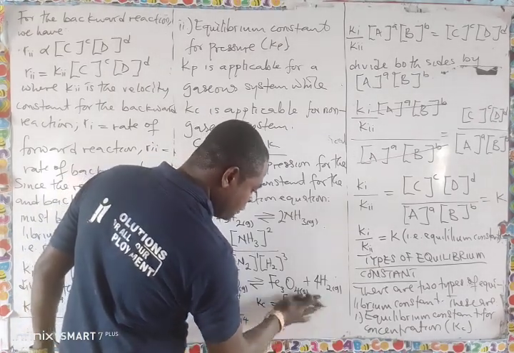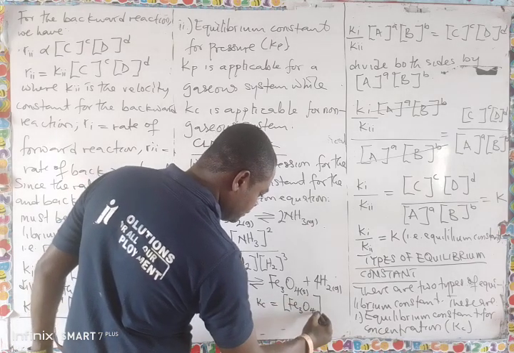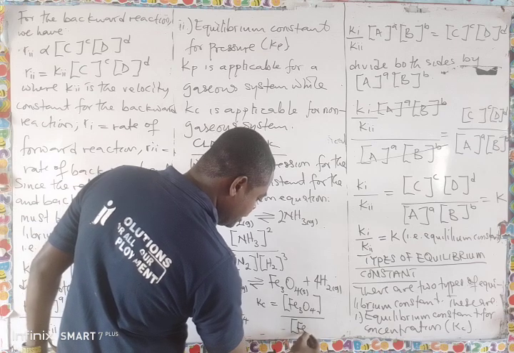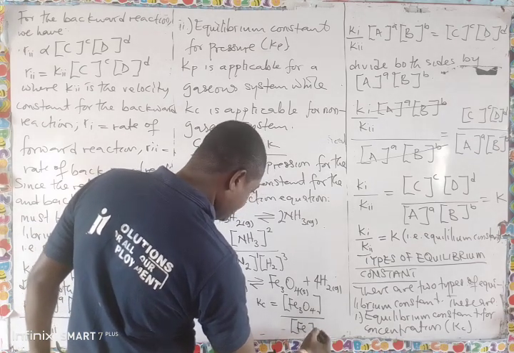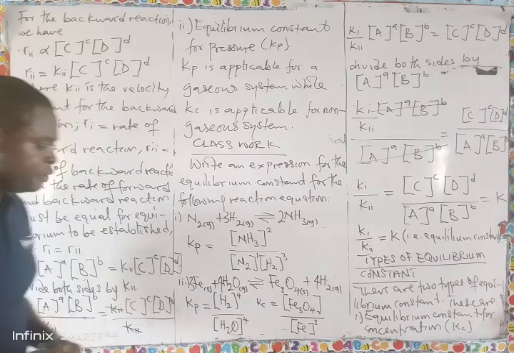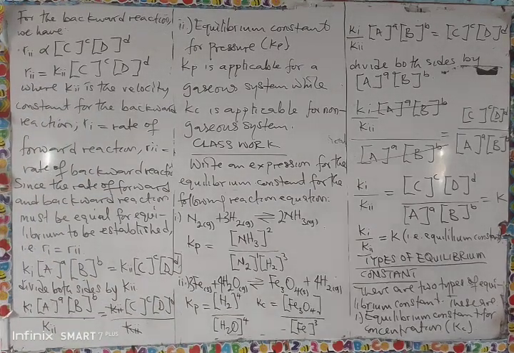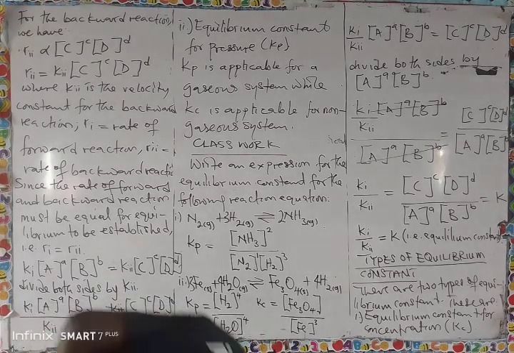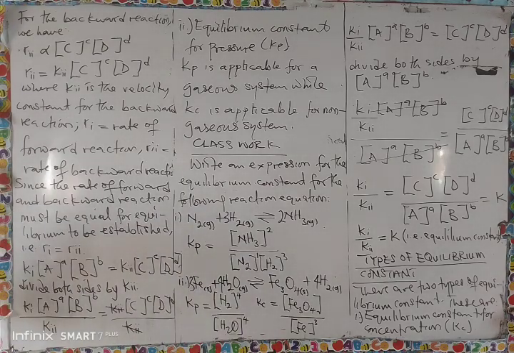Then the Kc now will be Fe3O4 raised to power nothing, over Fe raised to power 3. So this one now, since it contains a combination of solids and liquids, we have Kc and Kp separately.